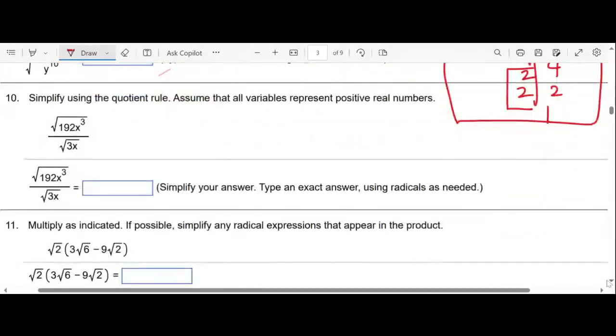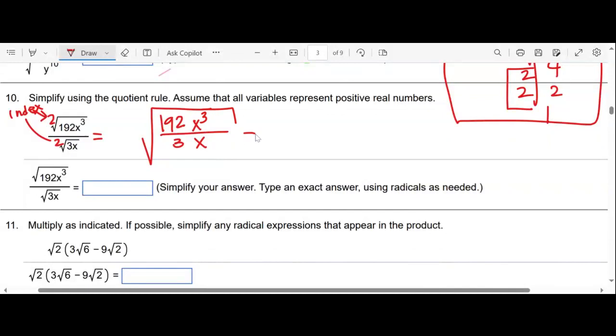Next, number 10. Now, what's the power here? The index. This is called the index, right? What is the index? Square. Yeah. So both of them are the same, correct? Yes. So I can combine them, right? Yes. Correct?